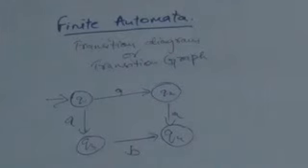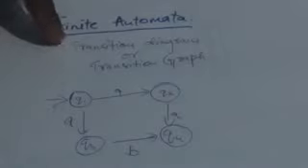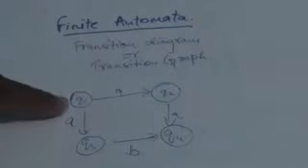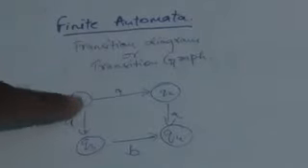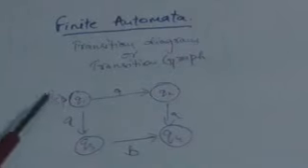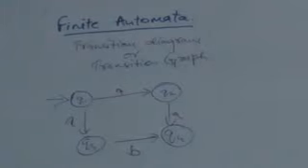In this tutorial, we will study how we can represent a finite automata. We can represent a finite automata graphically also. When we represent it by a graph, that graph is called a transition diagram or transition graph. Nodes of that graph represent states of the finite automata, and directed edges are labeled with input symbols. These directed edges, labeled with the input symbol, represent transitions.